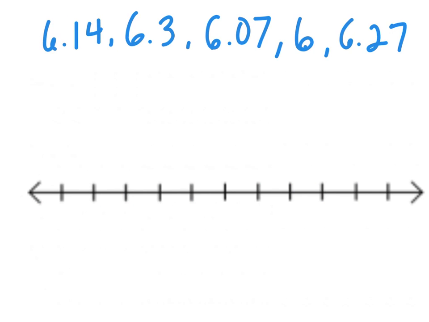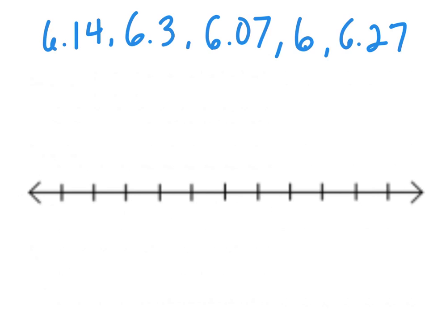Okay, on the top of page 26, it says example 2, ordering decimals, and it gives you these numbers: 6.14, 6.3, 6.07, 6.27, and it's going to have you order them from smallest to largest, from least to greatest, and we want you to figure out how would you mark that.